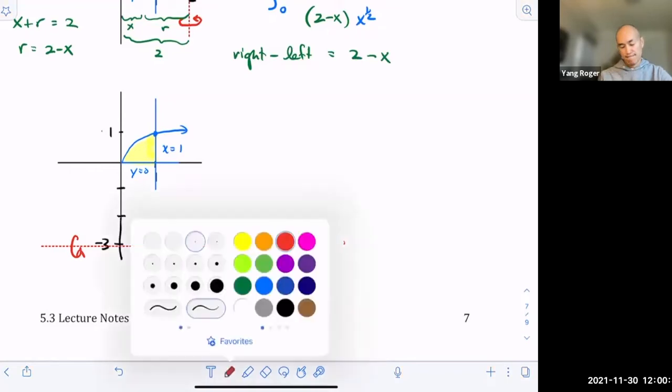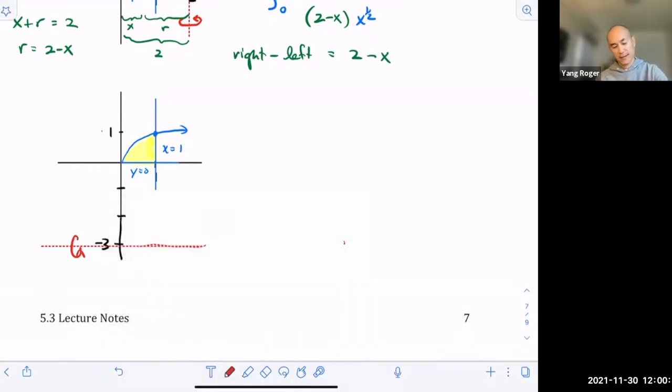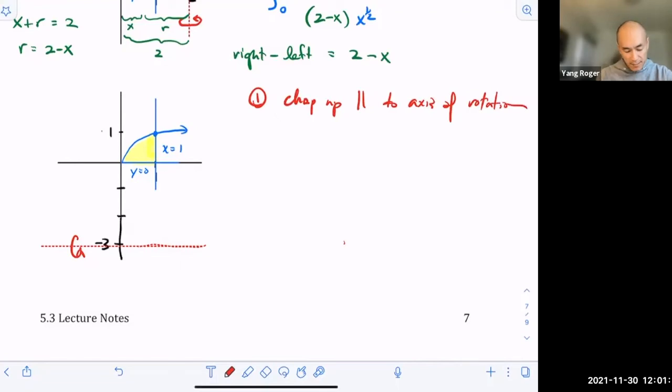Let's do this. Step 1, chop up parallel to axis of rotation. This time we got horizontal lines. Step 2, dx or dy. Which one is this guy, dx or dy? Dy is correct.